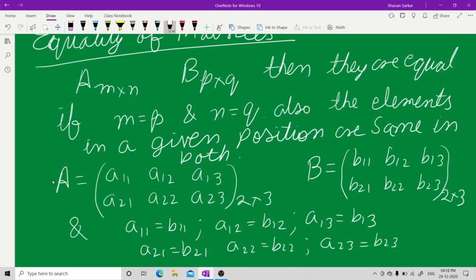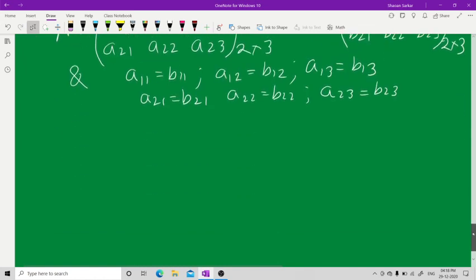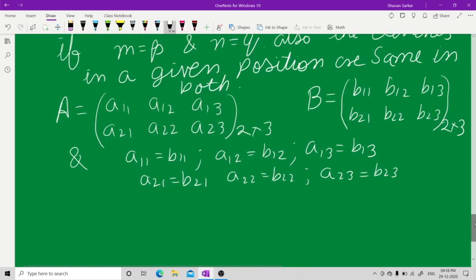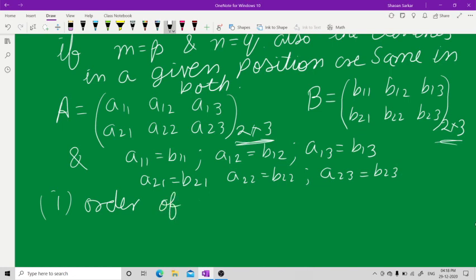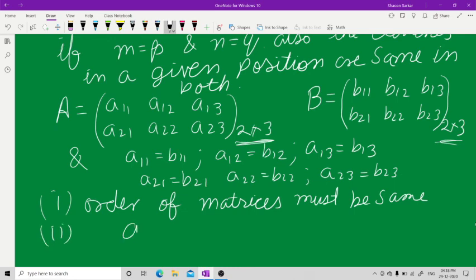That is the mathematical expression. That is the order: 2 cross 3 and 2 cross 3. Number 1, the order of the matrices must be the same. Number 2, the Aij element should be equal to Bij.